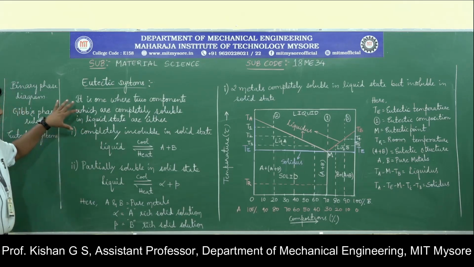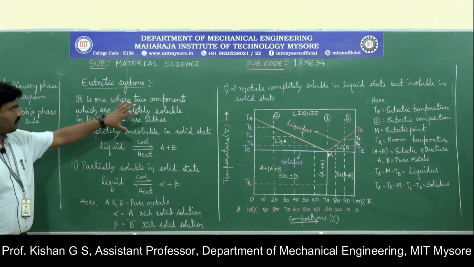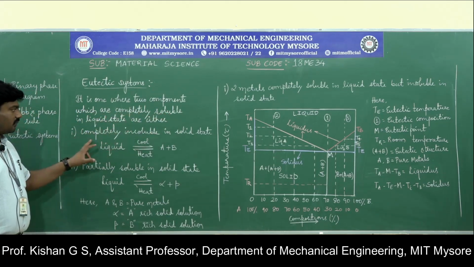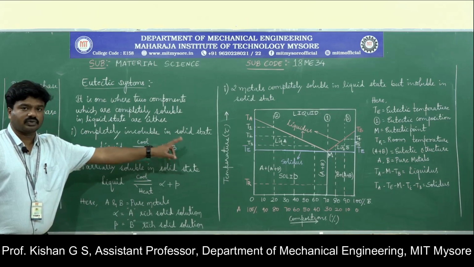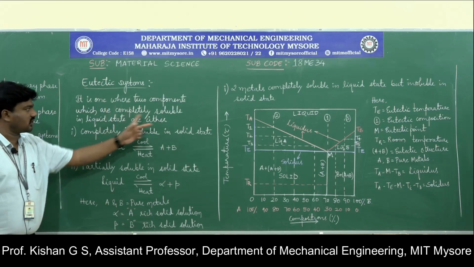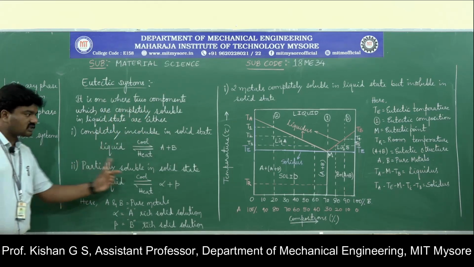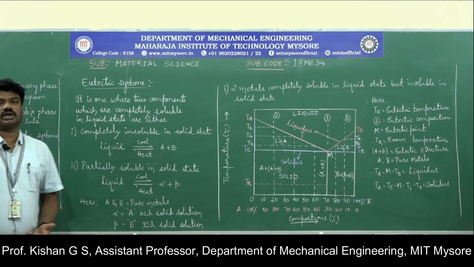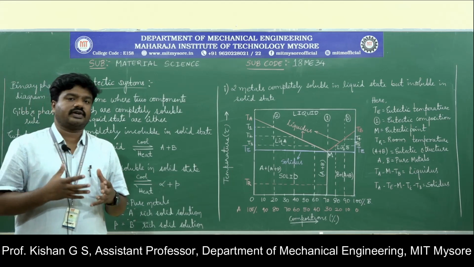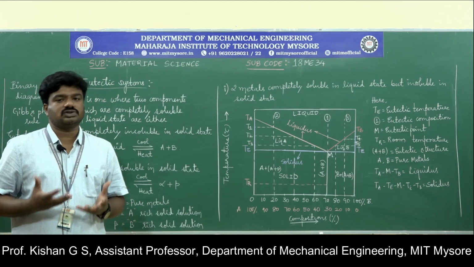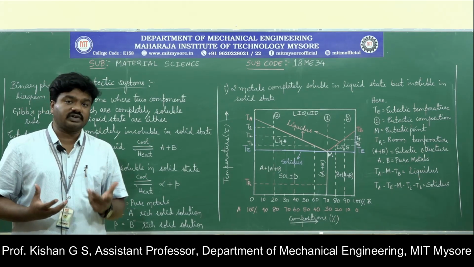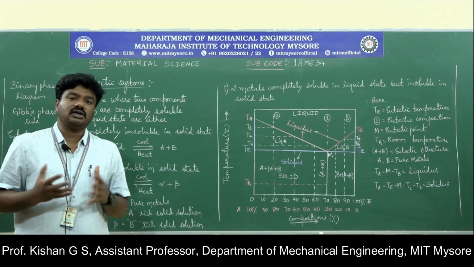Point number 1, you have to read it like this: two components are completely soluble in liquid state, and are completely insoluble in solid state, case number 1. Case number 2, the same two components which are completely soluble in liquid state are partially soluble in solid state. It means that when they merge together to form a solid solution, there will be two cases. One is they will be completely insoluble in solid state, or they will be partially soluble in solid state, whereas in liquid state, both the metals will be completely soluble.